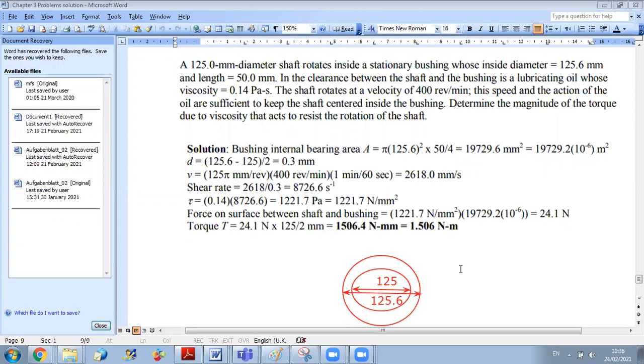Okay, so now knowing this, we can determine the clearance in between. So the clearance between the two is 0.3 millimeter, because what we can do, we subtract 125.6 minus 125, we get the total difference. We divide by 2 because we have the clearance from the two sides. So this is the clearance, and the value of clearance is 0.3 millimeter.